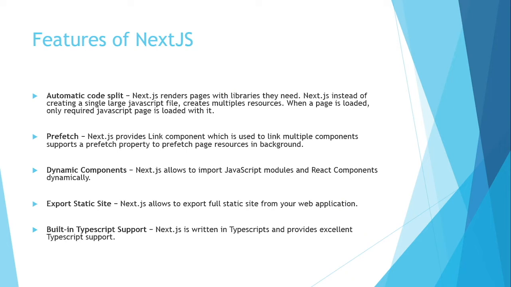So it is saying Next.js renders pages with the libraries they need. Instead of creating a single large JavaScript file, Next.js creates multiple resources. When a page is loaded, only the required JavaScript for that page is loaded with it. So it doesn't create a large file. It just creates some small resources and serves those. That is the feature of code splitting. It splits the code into multiple chunks and serves the user or the client.